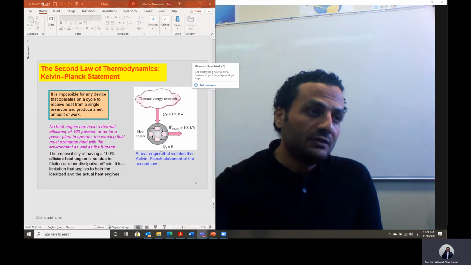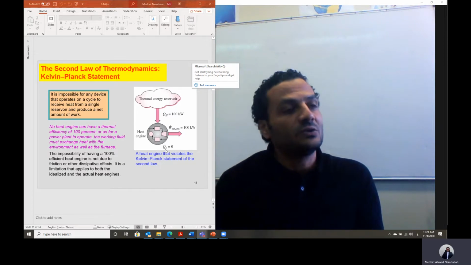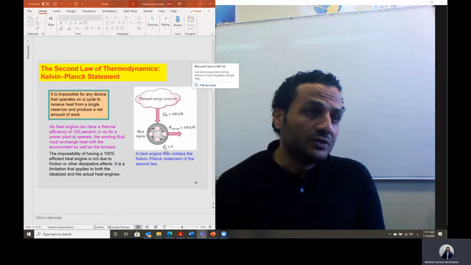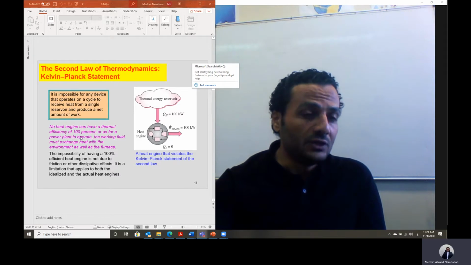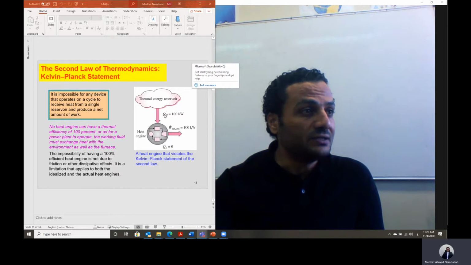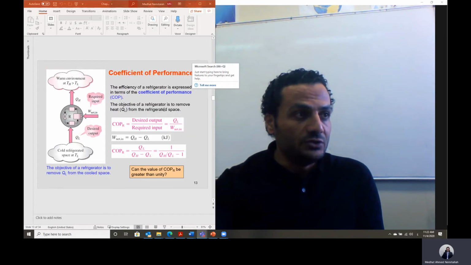And as long as we have to reject some heat, we cannot design a heat engine with efficiency equal to 100%. This is the Kelvin-Planck statement applied to the heat engine.